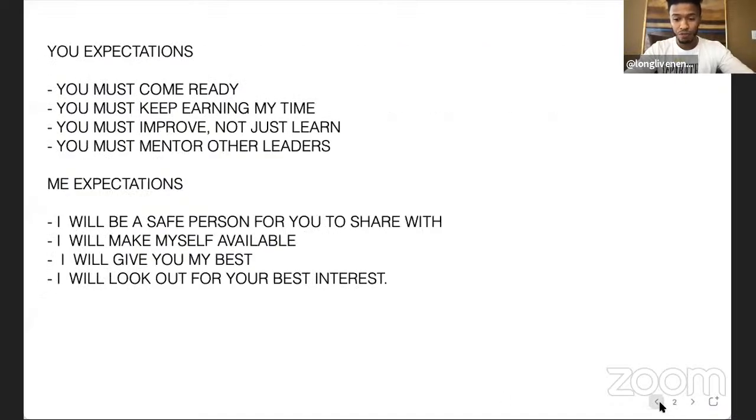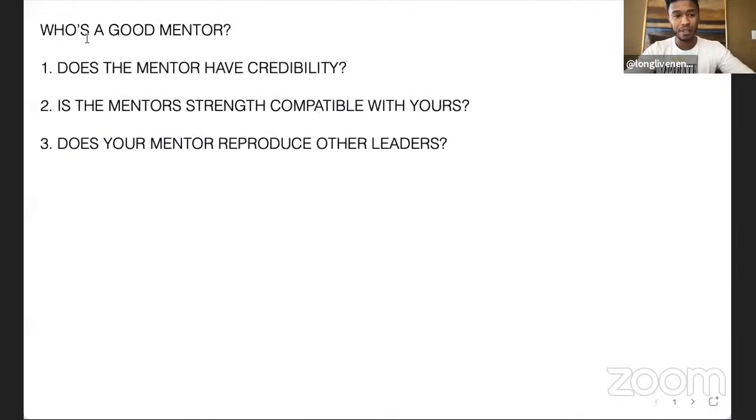Okay, so these are the 4 pages we went over here today. Who is a good mentor? Number 1, does the mentor have credibility? Number 2, is the mentor's strength compatible with yours? And number 3, does your mentor reproduce other leaders? That's the first part.